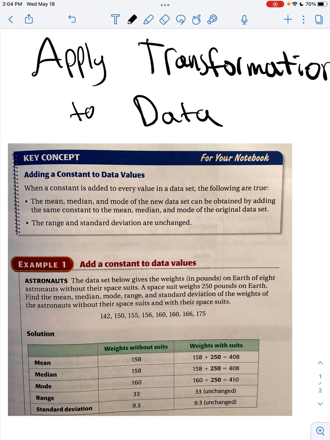Now, range and standard deviation stay the same. Again, if my range was from 2 to 10, that's a range of 8. And I add 4. Now my range is from 6 to 14, but it's still a difference of 8.